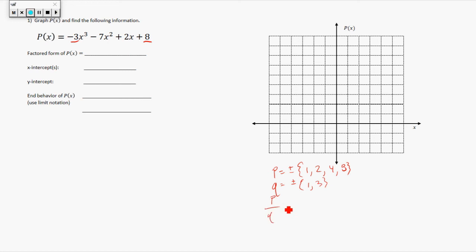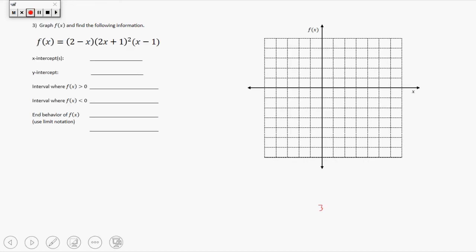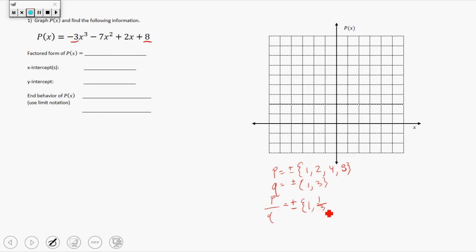And if we wanted to list all the possible rational zeros, they would be 1, 1/3, 2, 2/3, 4, 4/3, 8, and 8/3. We've been over how to narrow this list down and eventually find a rational zero from it. I will save some time because I already know that one of the rational zeros, the one I would probably find first, is negative 2.